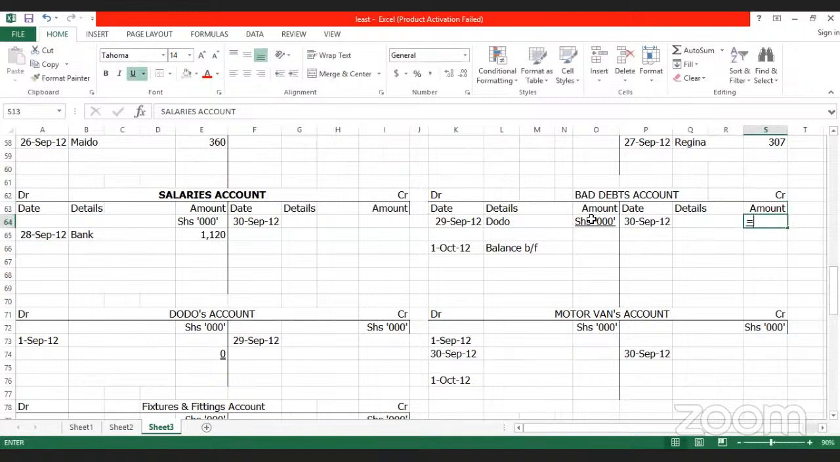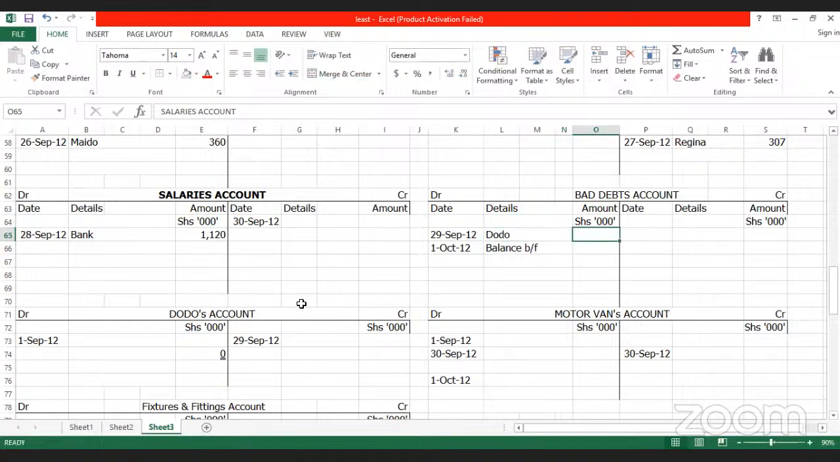Account. I'm trying to prepare. So that transaction is on 29th September 2012. And the date is Dodo's debt, which is to be written off. So in the details I'll put Dodo.